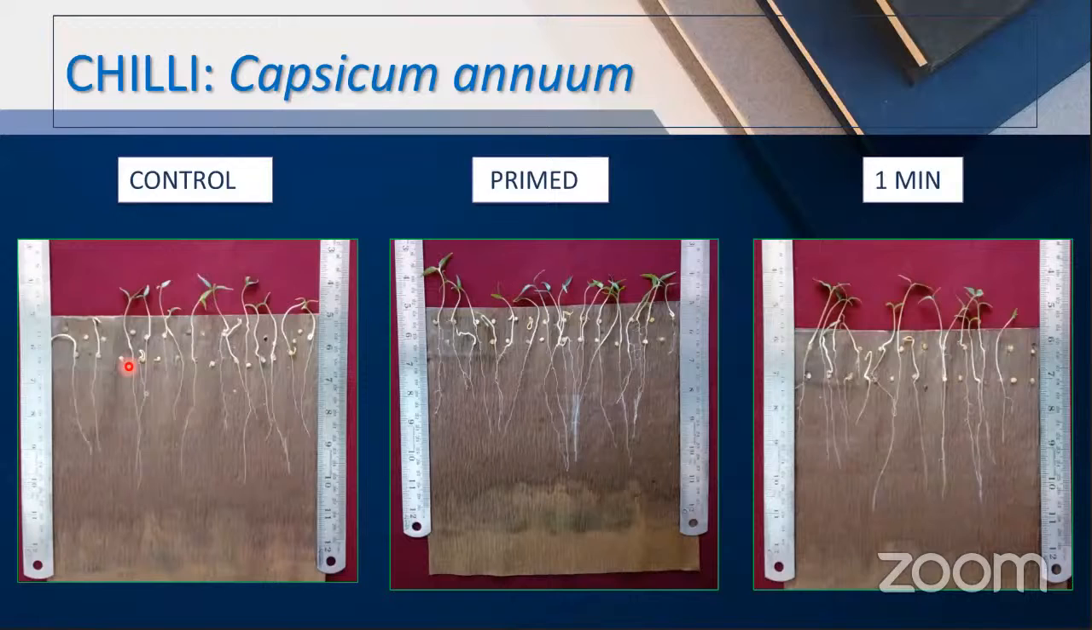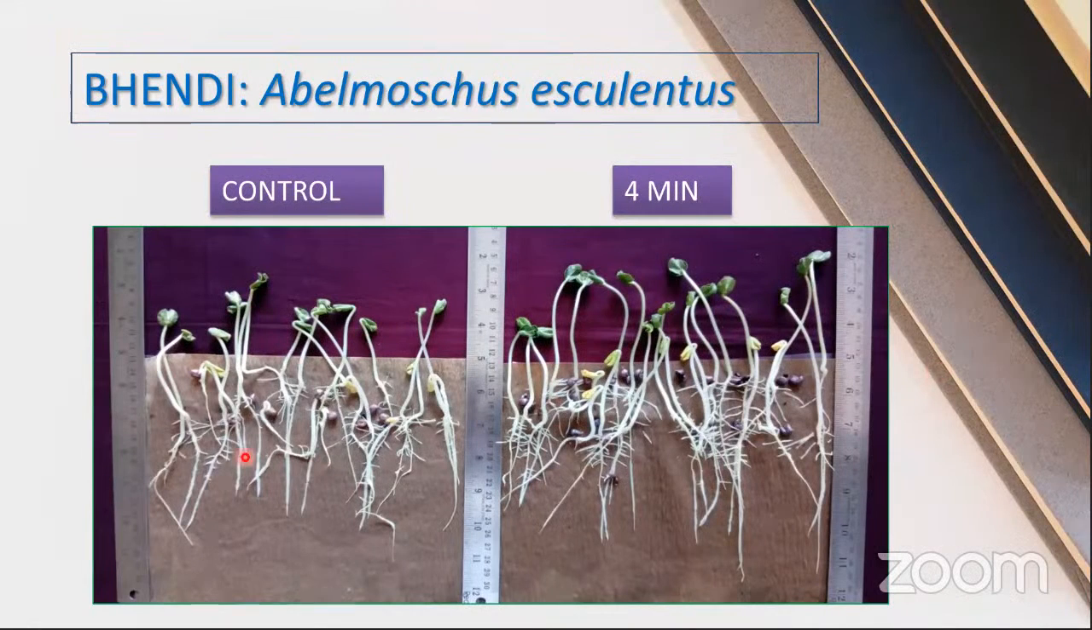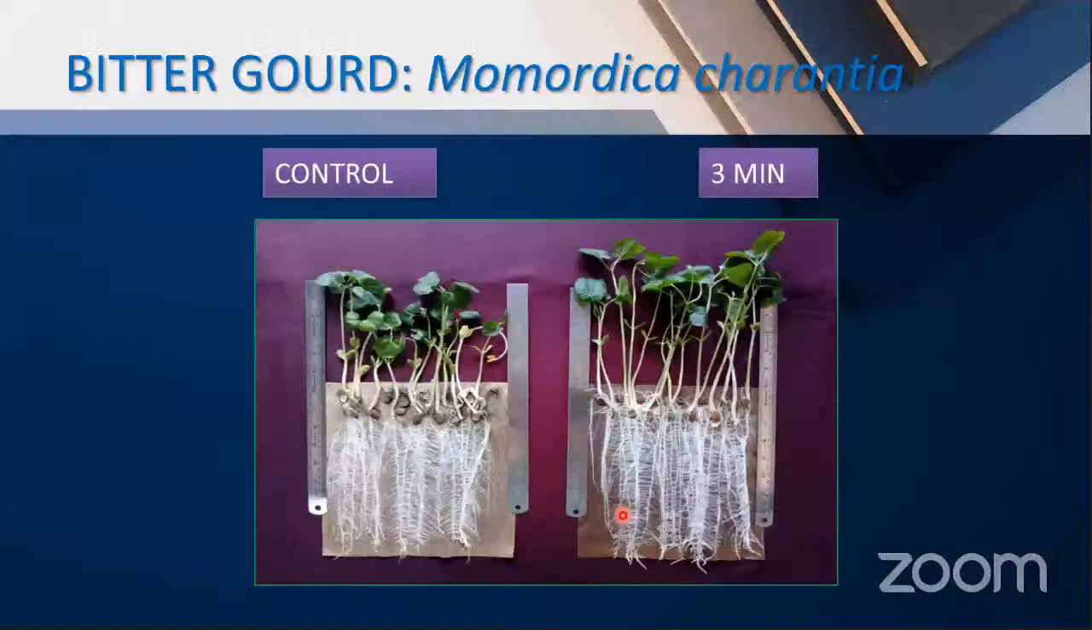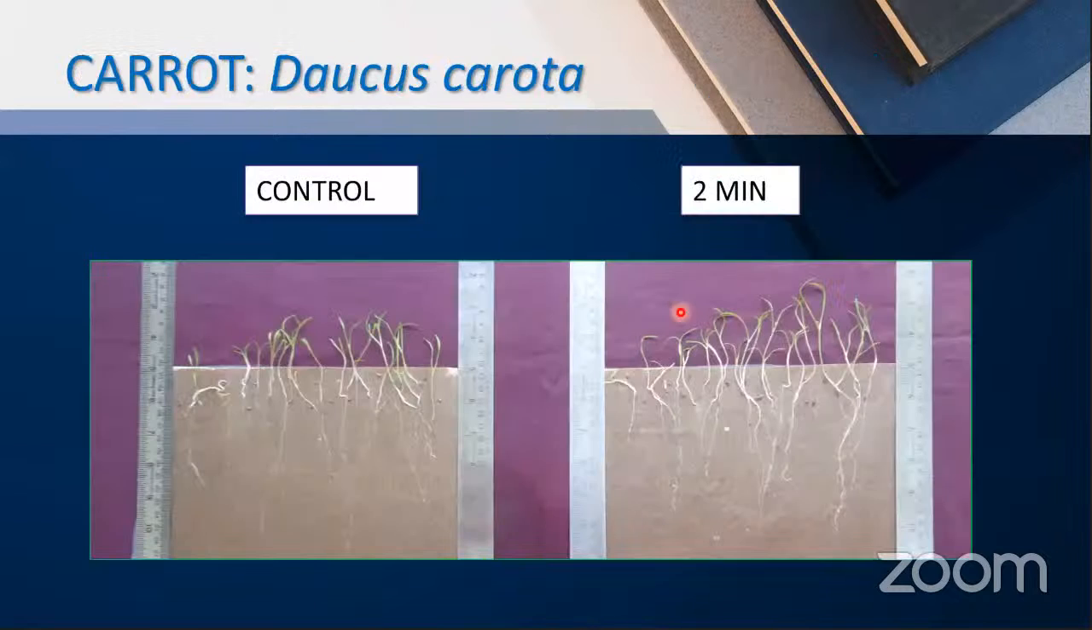So you can see the difference. I will just skip very fast. It is just to show how this spin priming is better than your conventional priming and then the control. It is in this order. You can see this is 4 minutes spinning and this is control. This is 5 minutes spinning. This is ridge gourd. You can see the root and the shoot growth. Gourds respond fantastically to this priming, especially spin priming. So this is bitter gourd. You can see the root and the shoot. And this is carrot. Very good difference.